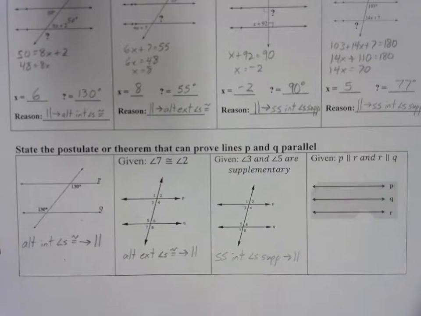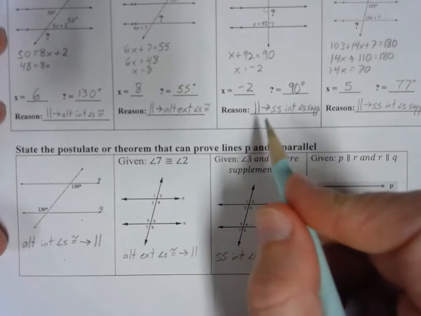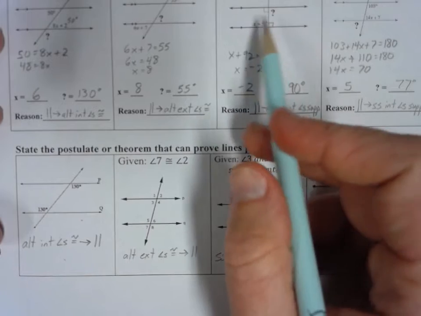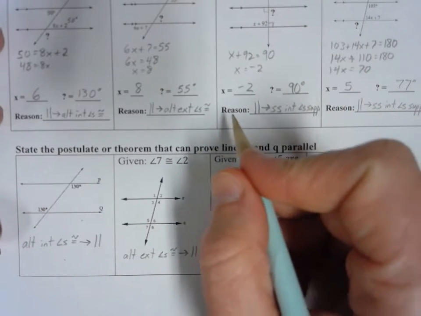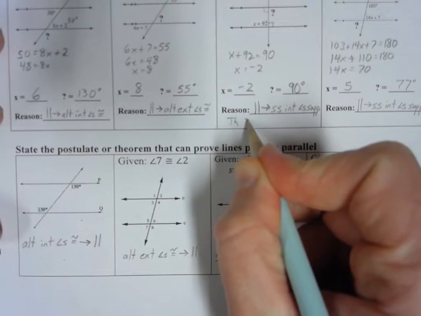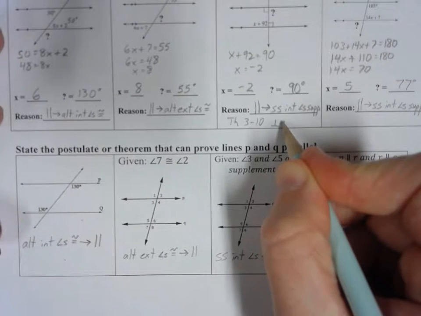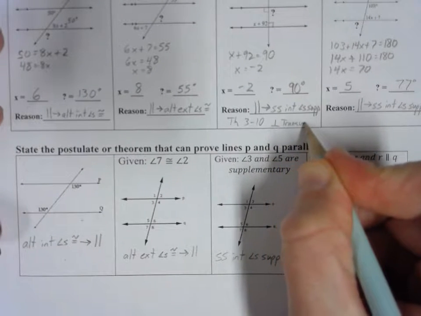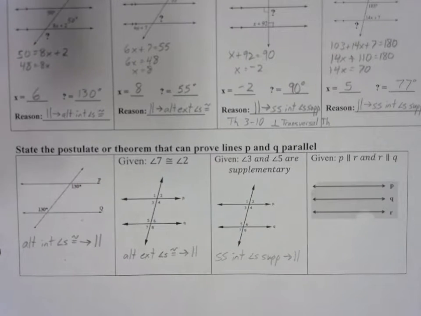Okay, the last one. I just checked on this previous problem, earlier problem, when we had two lines that are parallel and a line that's perpendicular to one of them, then it's because of theorem 3.10, and that's the perpendicular transversal theorem. So that would be another possible answer for that one.